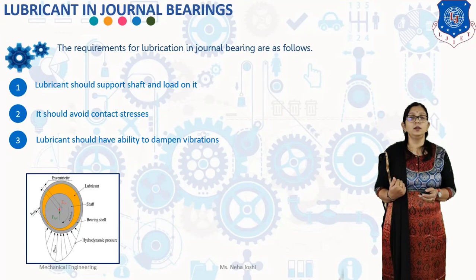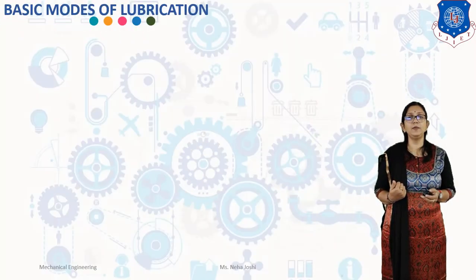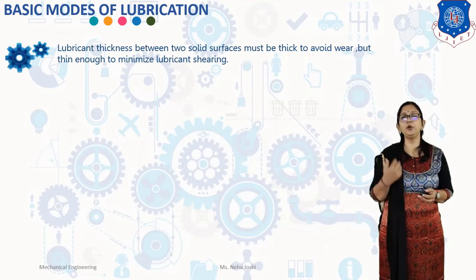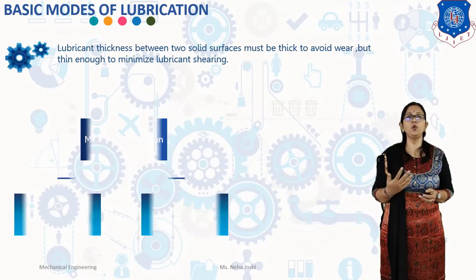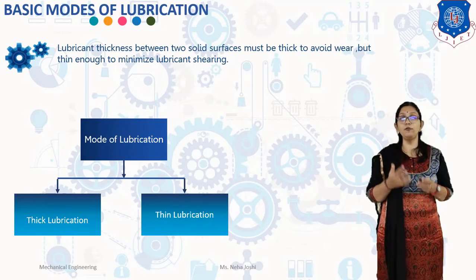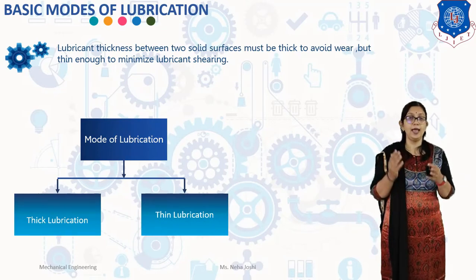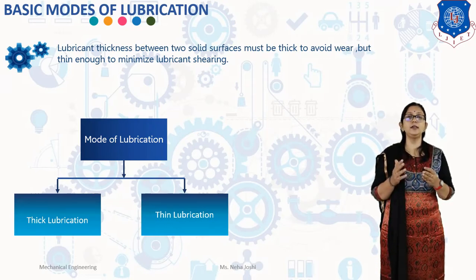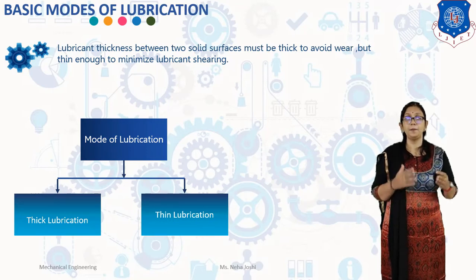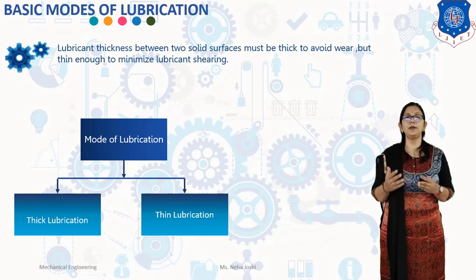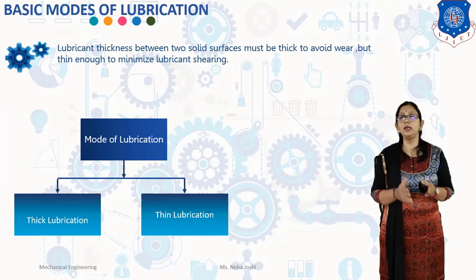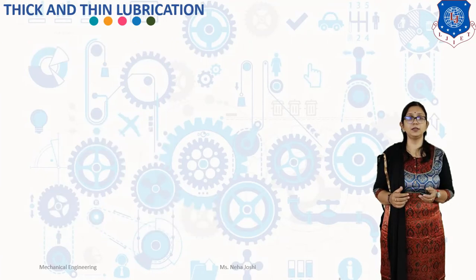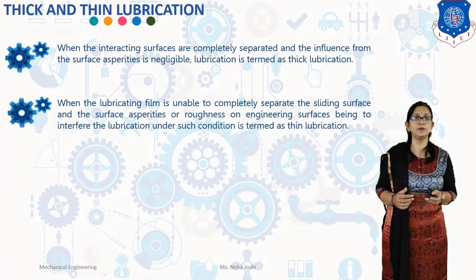Now we will discuss the basic modes of lubrication. Lubrication thickness between two solid surfaces must be thick to avoid wear but thin enough to minimize lubrication shearing. As thin lubrication and thick lubrication terms are subjective, there is a need to differentiate these terms. Based on that, modes for lubrication can be classified as thin and thick lubrication. Now what is thick lubrication and what is thin lubrication?